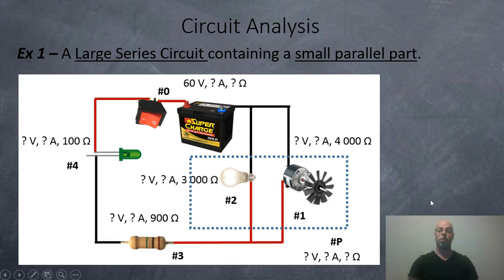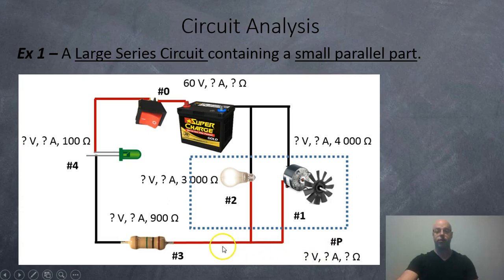Okay, so we're just going to go over one example of a combo circuit today. So here we have a large series circuit. As you can see here, I labeled everything clockwise. So when I go around, I've got a motor load, which I named number 1, a lamp load, number 2, and together they form a small parallel circuit, P.